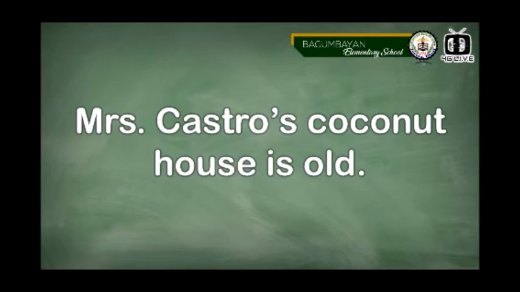That is all about mass noun. Now, let's learn about the third kind of noun. Mrs. Castro's coconut house is old. Who owns the old coconut house?